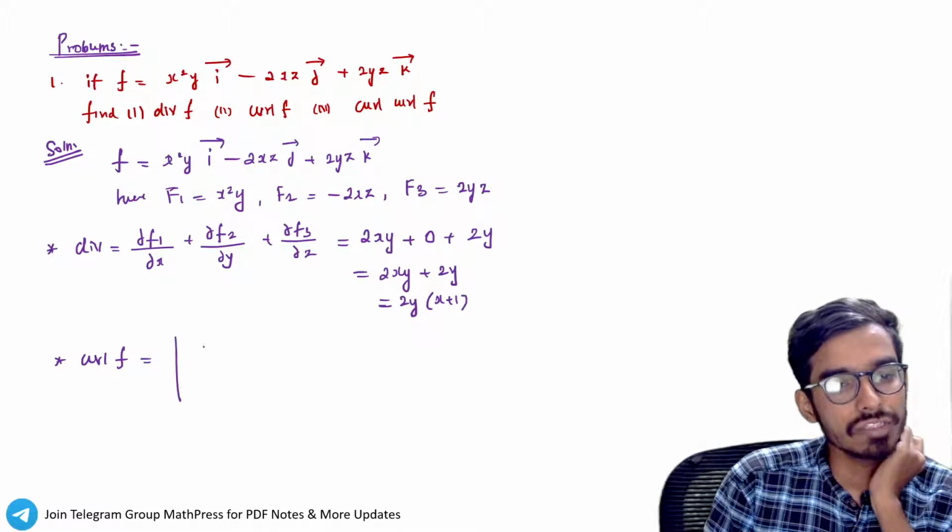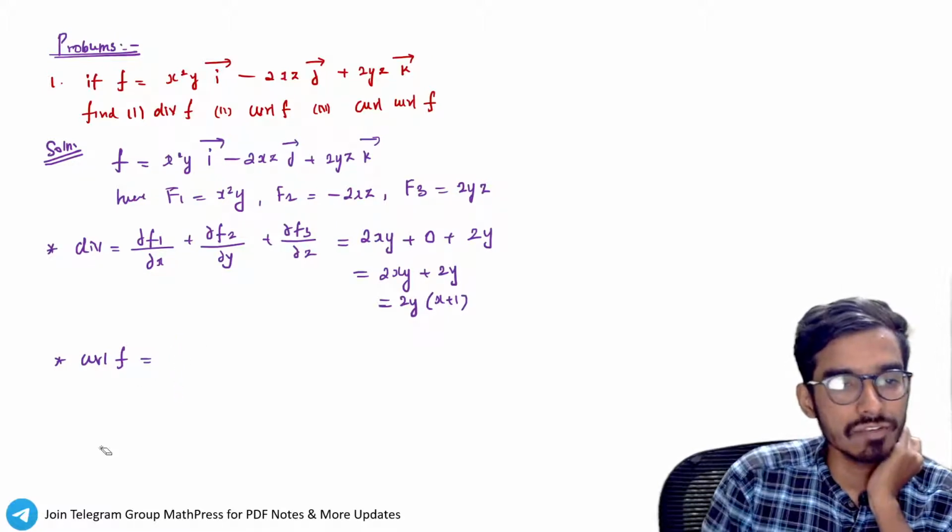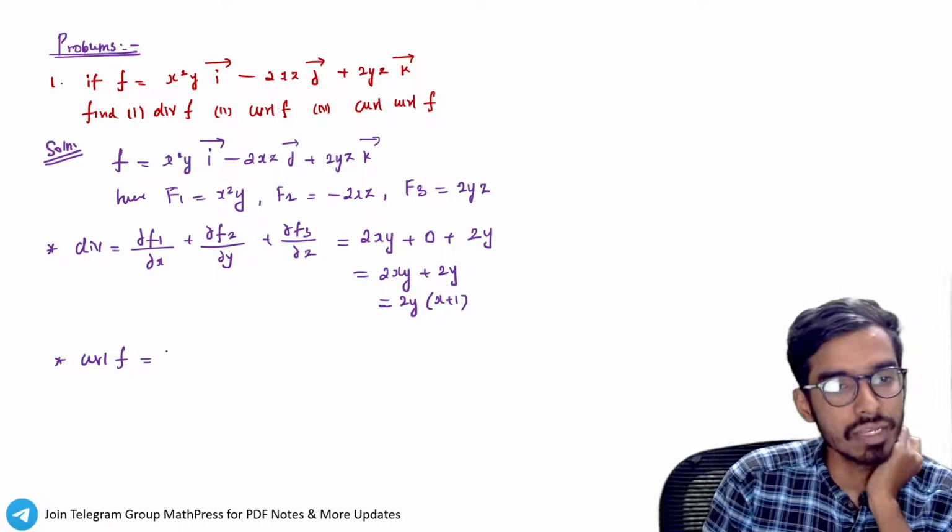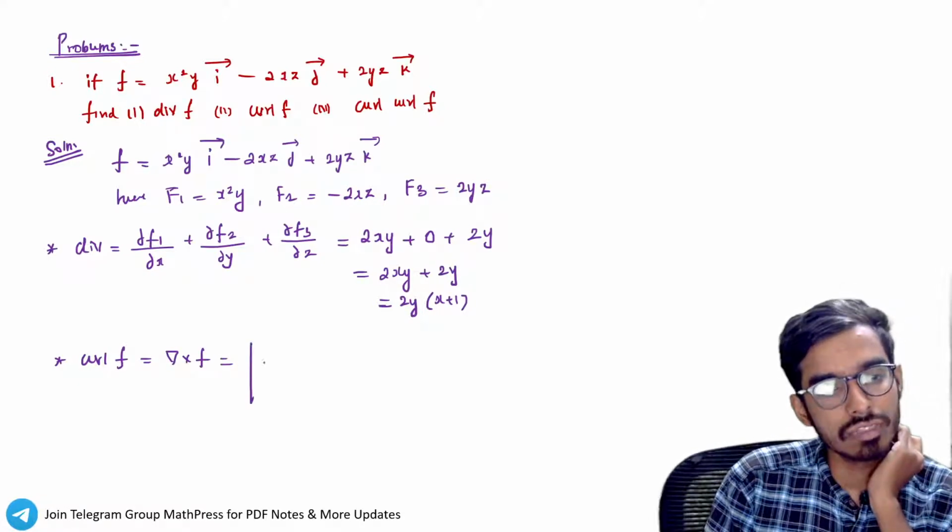Now we will find curl of f. So curl of f is del cross f, right? So curl of f is del cross f. So this is nothing but i vector, j vector, k vector, dou by dou x, dou by dou y, dou by dou z, f1, f2, f3.